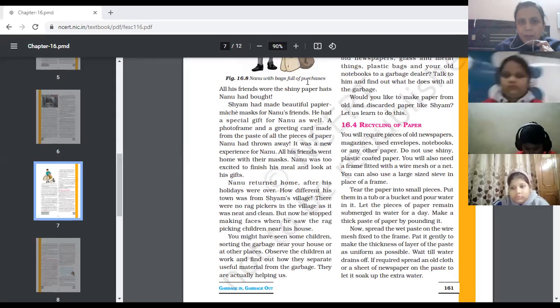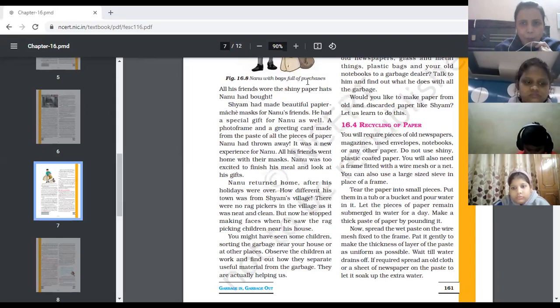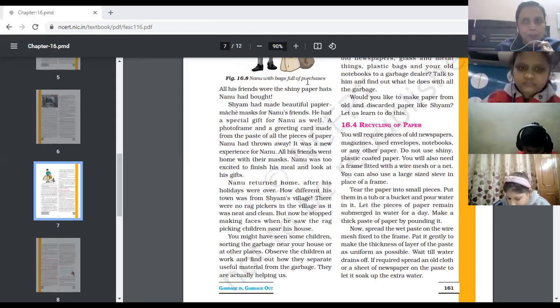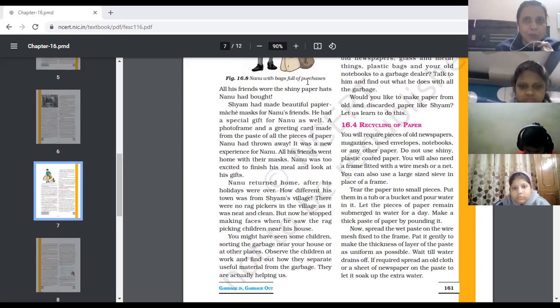So today we'll continue chapter number 16. Yesterday we learned how we can manage, reuse, or recycle. Today we are going to study the recycling of paper. Yesterday we read how we can make many things out of paper, as in the story of Sham, Nanu, and his Nani, who was helping them and telling them how we can make plenty of things with paper. So we need not waste any paper.